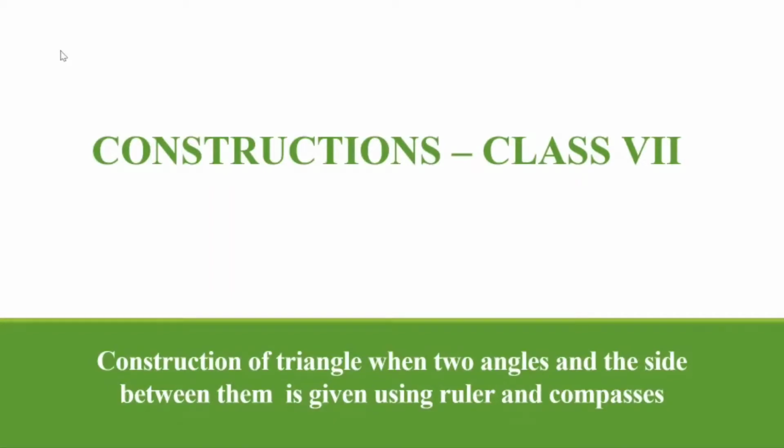Hello everyone. In this video, I'll be telling you how to construct a triangle when two angles and the side between them are given, using ruler and compasses. I've already done one question wherein we were supposed to construct a triangle when two angles and the side between them was given to us, but that was when the angles given were drawn using the protractor. Now the two side angles will be constructed using the ruler and the compasses. So let us see the question.